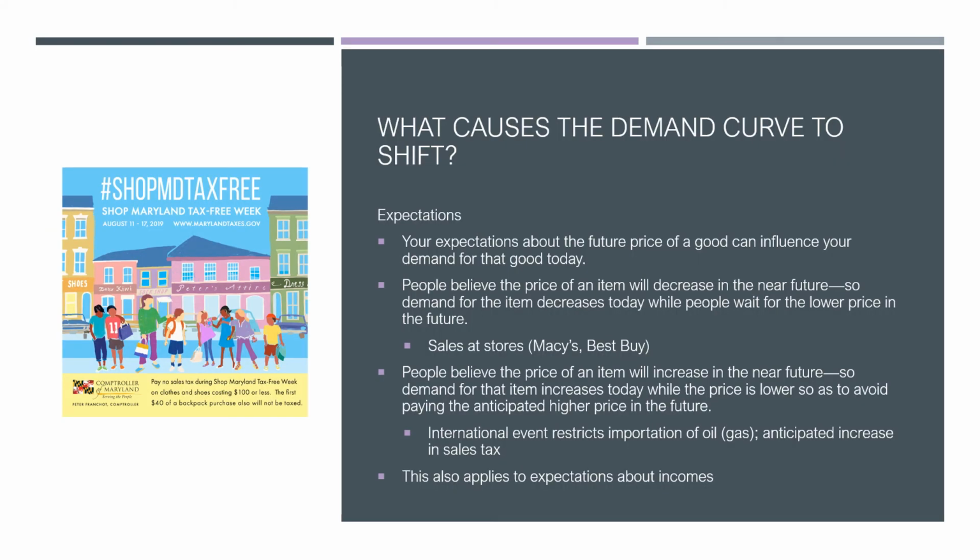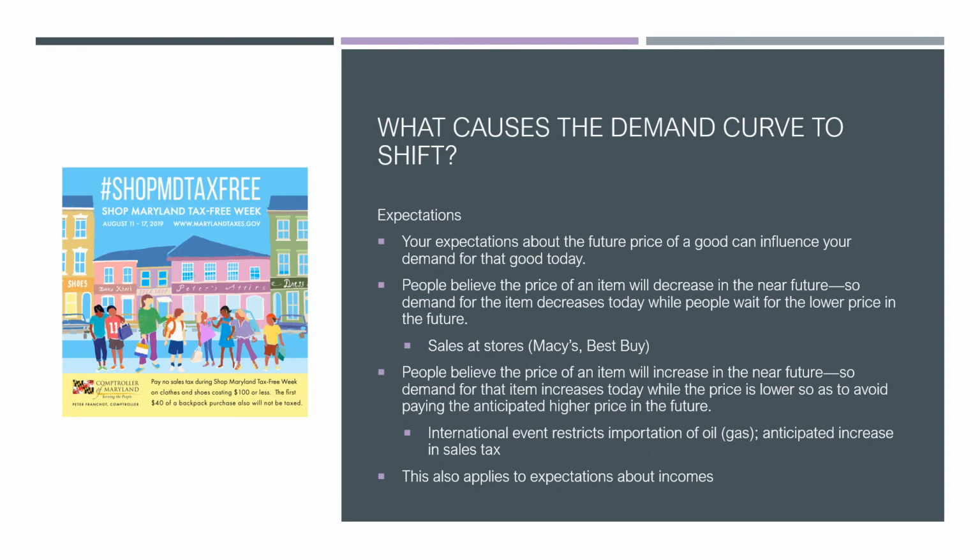Expectations. Your expectations about the future price of a good can influence your demand for the good today. If you think the price of a good will fall in the future, you are likely to postpone your purchase of that good until the price is lower. Because expectations about future prices affect the quantity you demand at every price, they cause demand curves to shift. For example, there is a leftward shift in the demand curve for Macy's clothing in the days before a major sale.